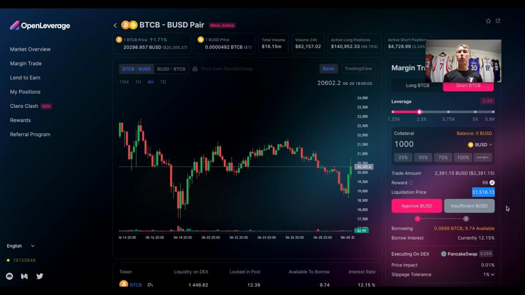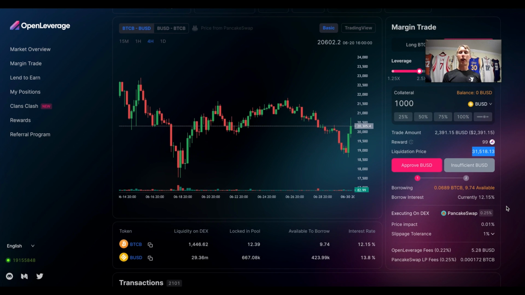Now, keep in mind, when I have this position, I will be paying interest in order to have this position. And of course, there are different fees involved when I open this position. So my interest rate is going to be 12% in order to borrow the BTCB. And then I'm going to have to pay 0.22% to open up this position. And then you have the swap fees, of course. So all in all, if I'm doing this with $1,000, it's probably going to cost me about $7, give or take. So that's simply how you can open up a short position.